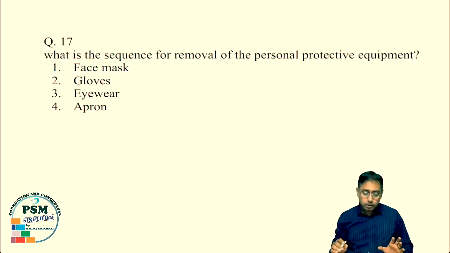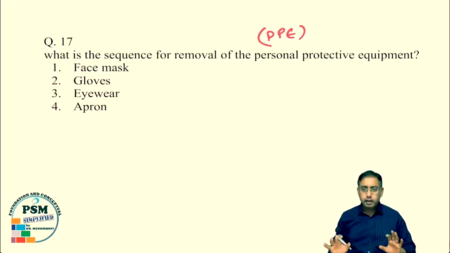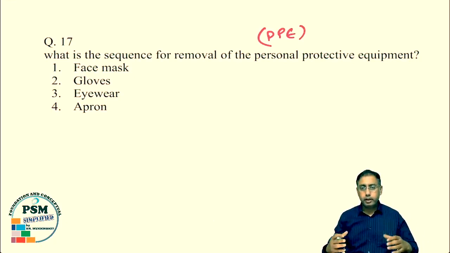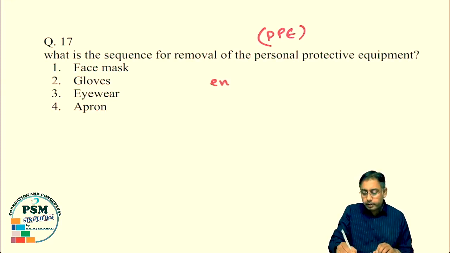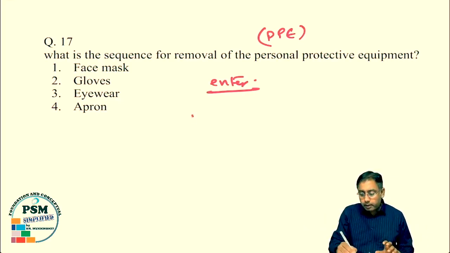So we come to the next MCQ, question 17. What is the sequence for removal of the personal protective equipment? Whenever there are WHO criteria and CDC Atlanta criteria, the criteria are that whenever you enter an isolation area, or an area where the universal precautions guidelines or protocol are to be followed, there is a sequence in which we do it. On entering, the first thing to be done is wearing an apron. So the apron, or a gown, has to be worn first.